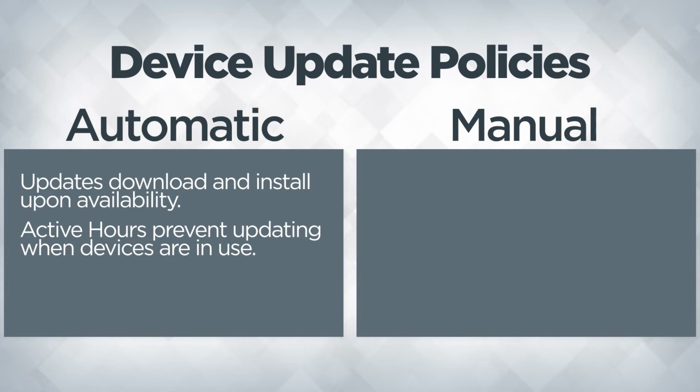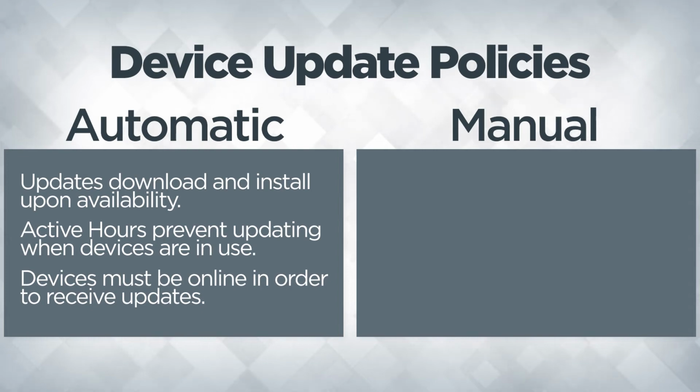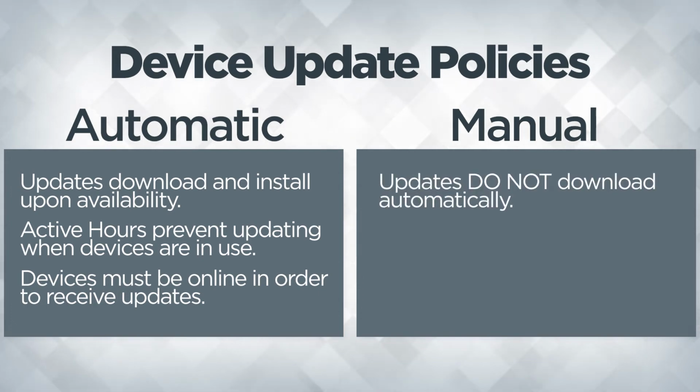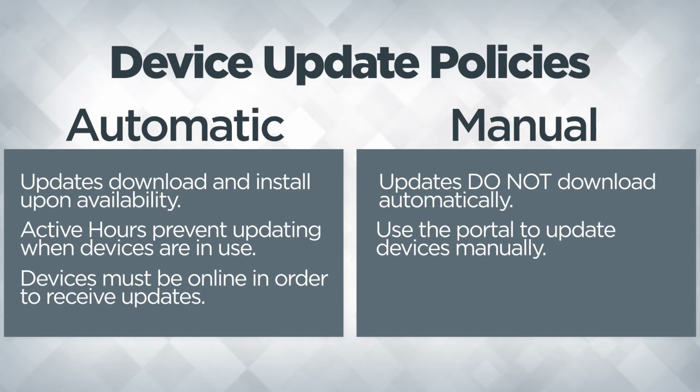Active hours can be set that prevent devices from updating during specified times when the device may be in use. Updates will automatically download outside of active hours as long as the devices are powered on and connected to the internet during that time. Using the manual update policy means the devices will not automatically update when the system update becomes available. Updates will need to be manually initiated using the ThinkReality portal.